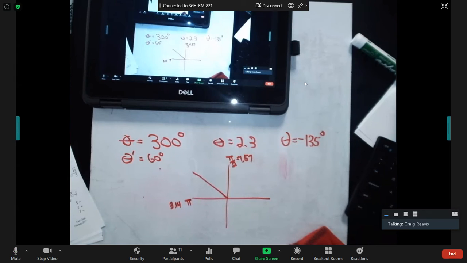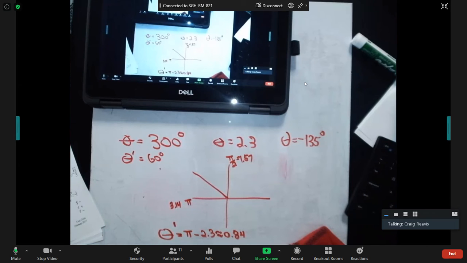So we know that this is in quadrant 2, right? And to find angles in quadrant 2, we subtract it from 180 degrees or pi. So my reference angle is going to be pi minus 2.3. All right, which is going to be about 0.84. Okay, so that would be the reference angle.